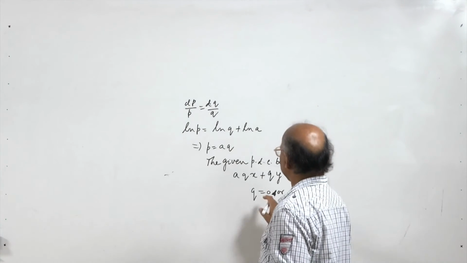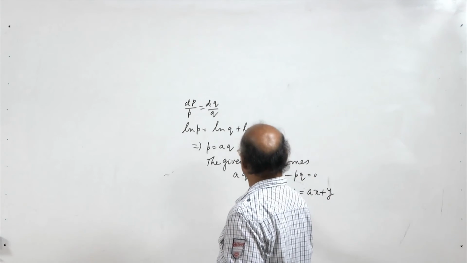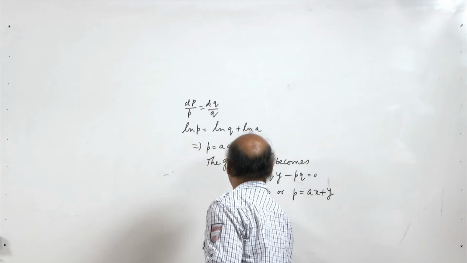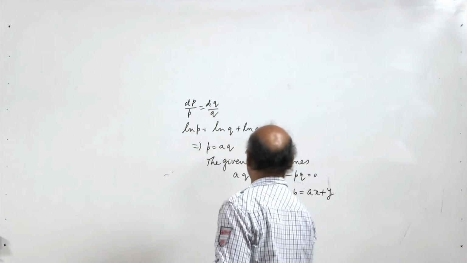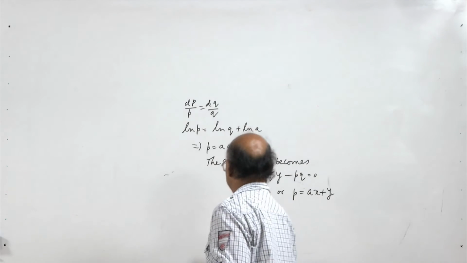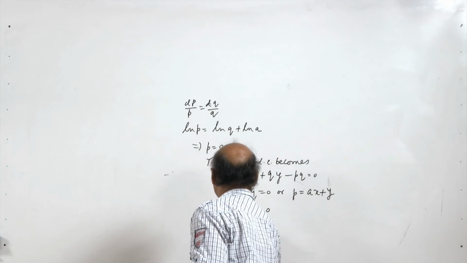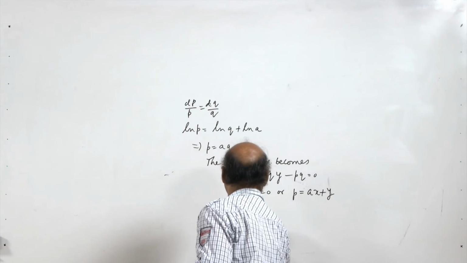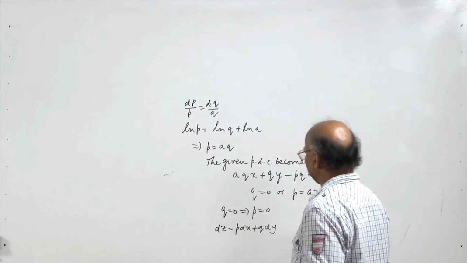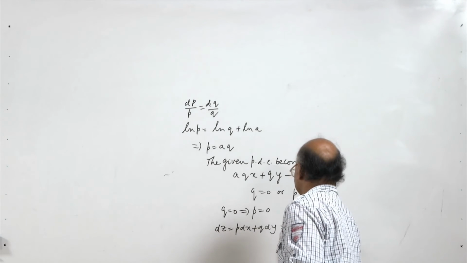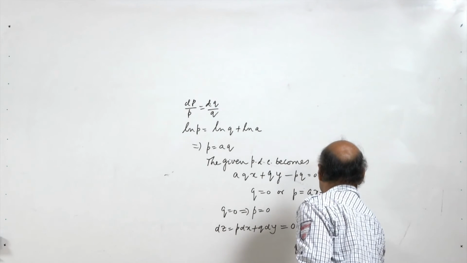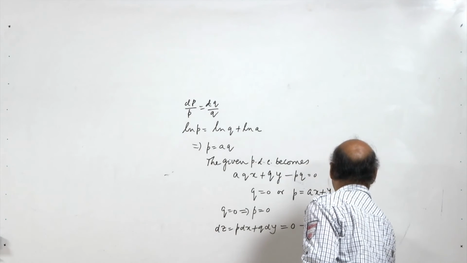Now let us look at the case Q equal to 0. When Q equal to 0, P is also 0. Q equal to 0 and P equal to 0 means dz equal to 0, because dz equal to P dx. So this implies that z is equal to an arbitrary constant C, where C is a constant.